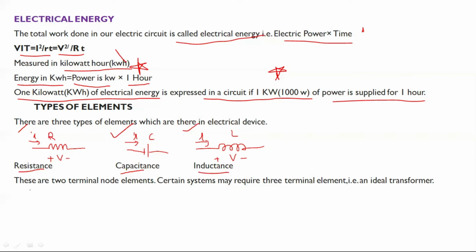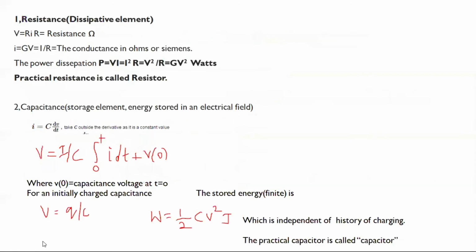These are called two terminal elements. Certain circuits may require three terminal elements also, that is the ideal transformer. So now we will discuss resistance. What does the resistance do? If a circuit has resistance, the element dissipates the power.